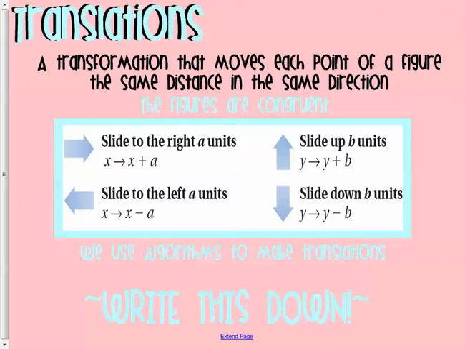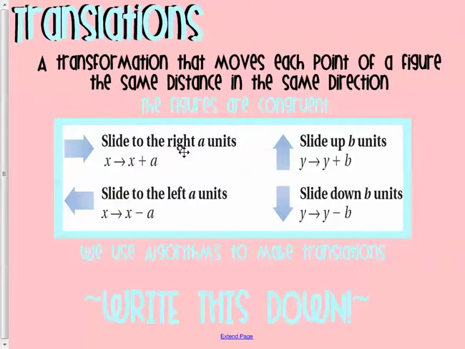Hey kiddos, today we're talking about translations. A translation is a transformation that is going to move every point on your figure the exact same distance and the same direction. So when you're finished, you're just going to have the exact same figure, so they're congruent, but moved in a different direction.